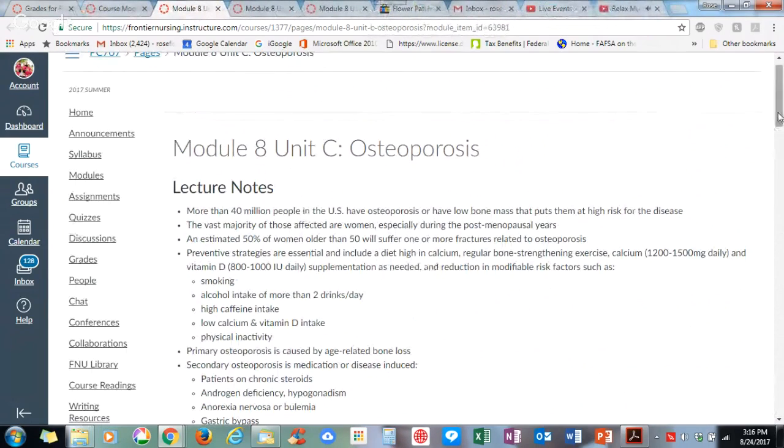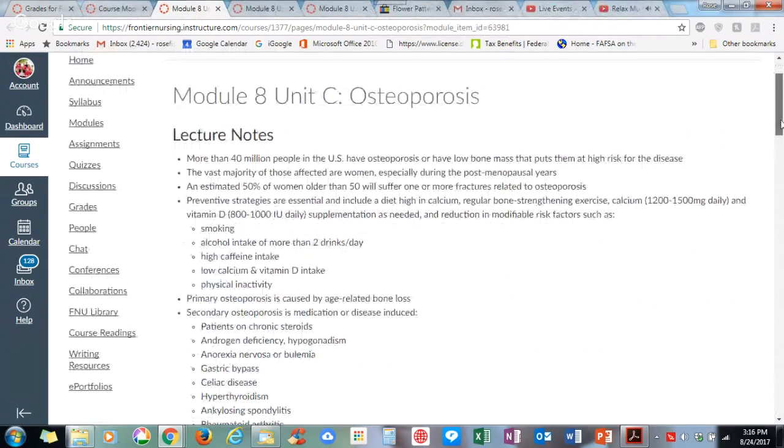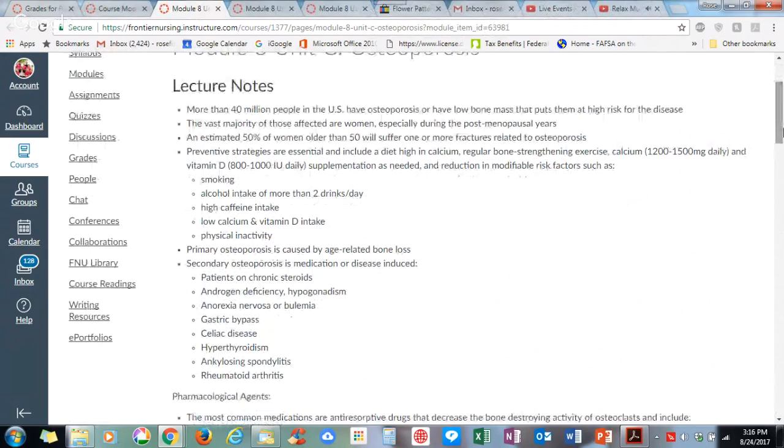Module 8, Unit C. Osteoporosis. More than 40 million people in the U.S. have osteoporosis or have low bone mass that puts them at high risk for the disease. The vast majority are women, especially postmenopausal.